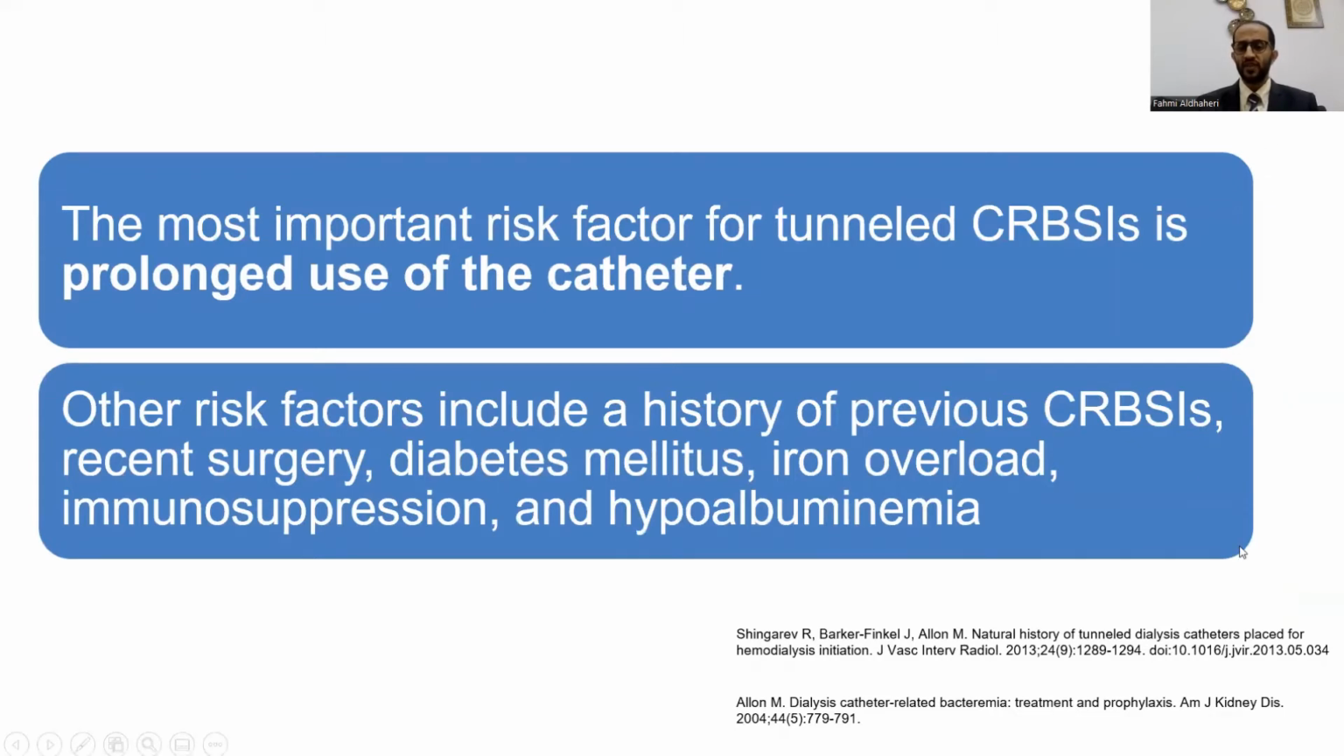The most important risk factor for CRBSI is prolonged use of the catheter. This is why we encourage referring the patient for creation of AV access before initiation of dialysis, to avoid the catheter as soon as possible. Other risk factors include history of previous CRBSI, diabetes, iron overload, immunosuppression, hypoalbuminemia, poor nutritional status, and recent surgery.